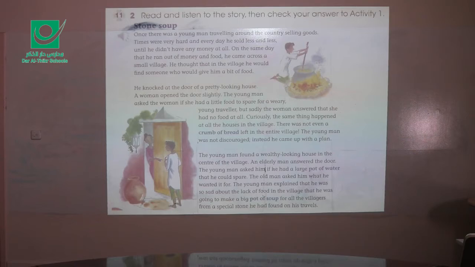The young man was not discouraged. Instead, he came up with a plan. The young man found a wealthy-looking house in the centre of the village. An elderly man answered the door. The young man asked him if he had a large pot of water that he could spare. The old man asked him what he wanted it for. The young man explained that he was so sad about the lack of food in the village that he was going to make a big pot of soup for all the villagers from a special stone he had found on his travels.